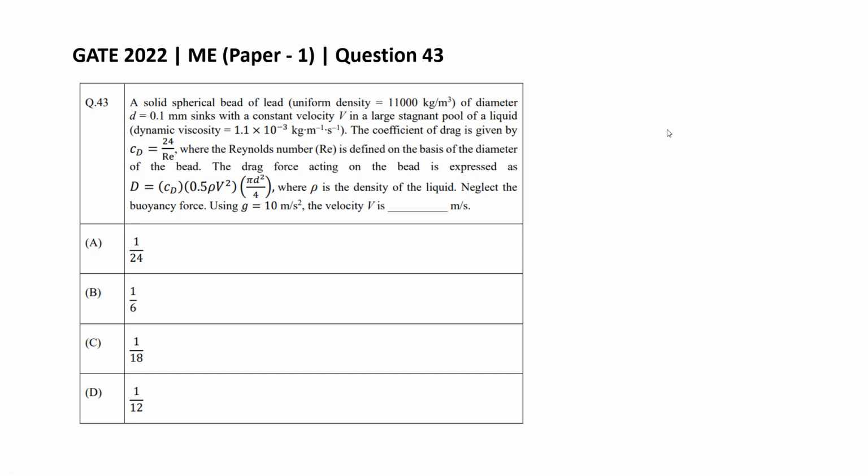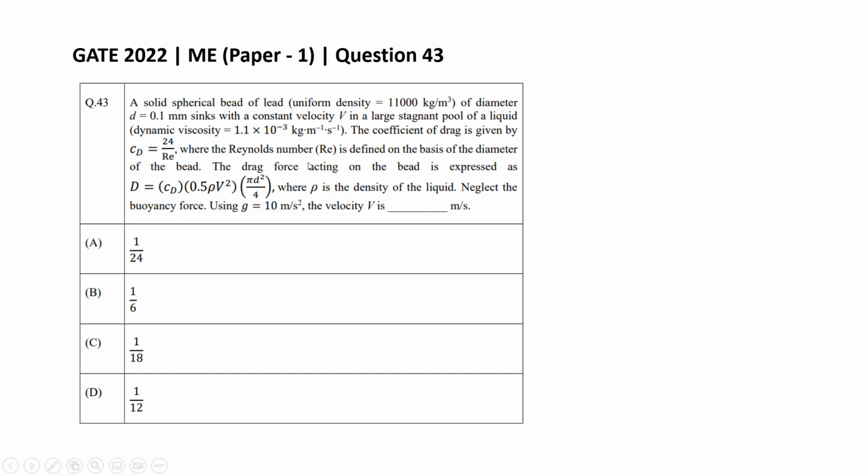Everyone, in this video we will solve GATE 2022 ME Set 1 question number 43. This question is from the topic fluid mechanics. The question is: a solid spherical bead of lead of diameter 0.1 mm sinks with a constant velocity v in a large stagnant pool of liquid.